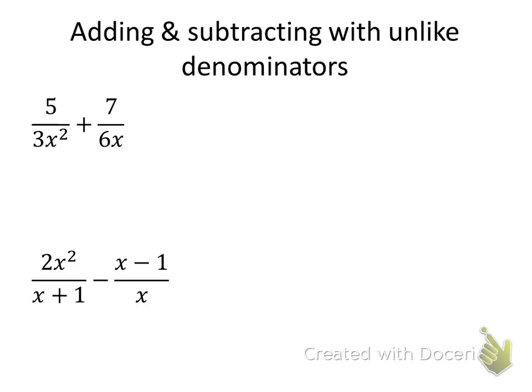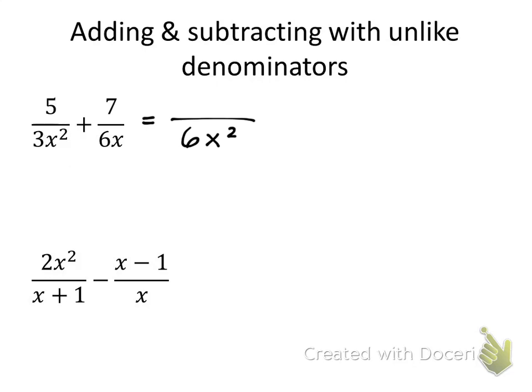Last example here. They want us to add and subtract when I do not have like denominators. So we've already kind of gone over this at the very beginning, and we've got to find a common denominator. So I look at 3x squared and 6x, and I ask myself, what would be a good common denominator? 6 and x squared. Perfect. Now, how did you figure out to use x squared? I look for the biggest exponent, and whatever that is going to be my common denominator. So it's going to be x squared.